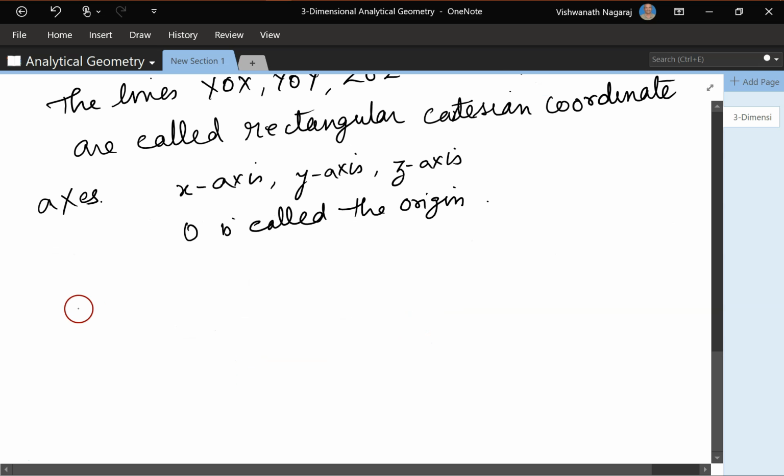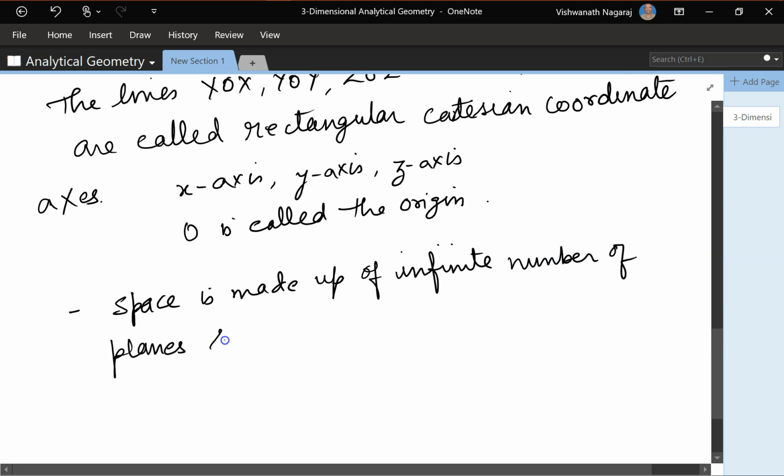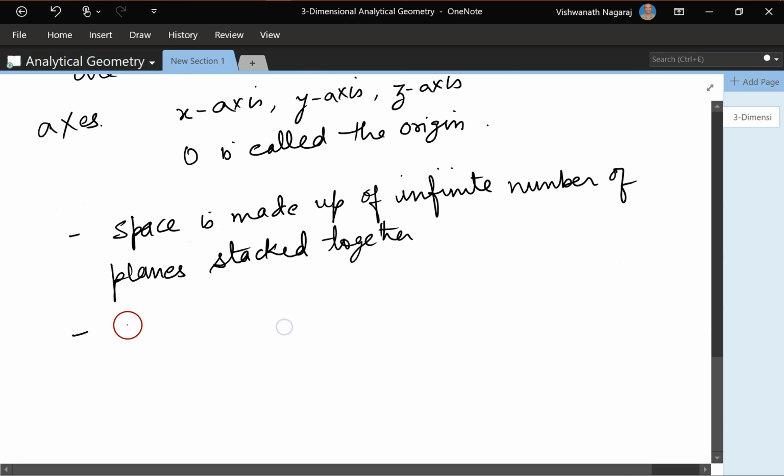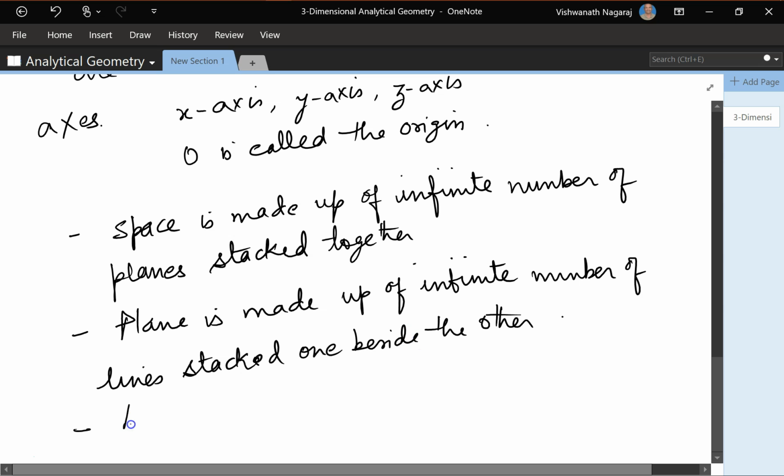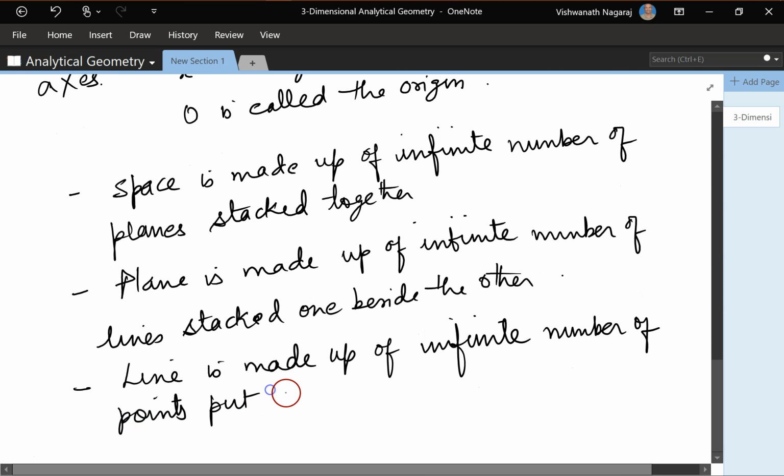Now let's look at another aspect. Space is made up of an infinite number of planes stacked together. A plane is made up of an infinite number of lines stacked up, one beside the other. A line is made up of an infinite number of points put beside each other.